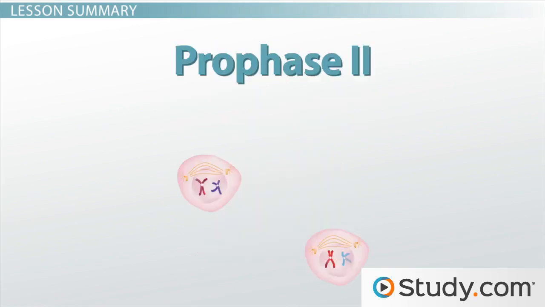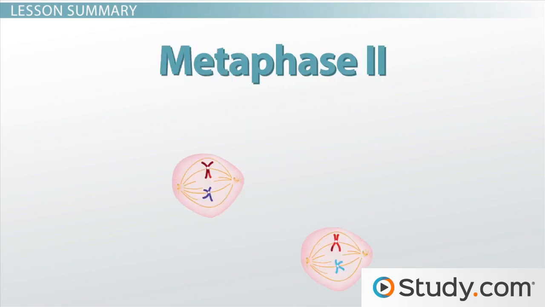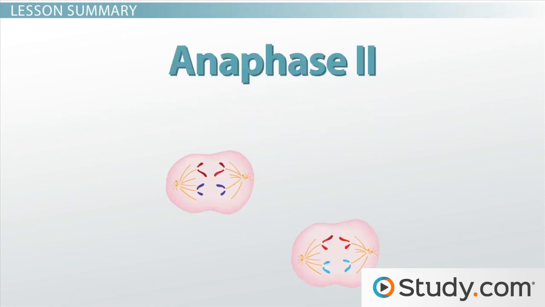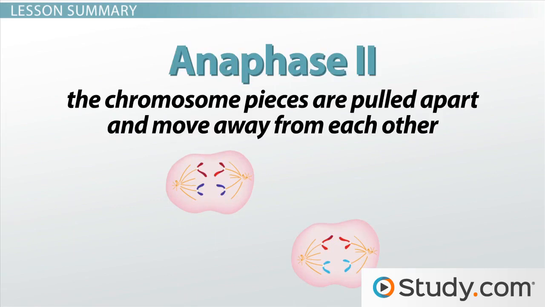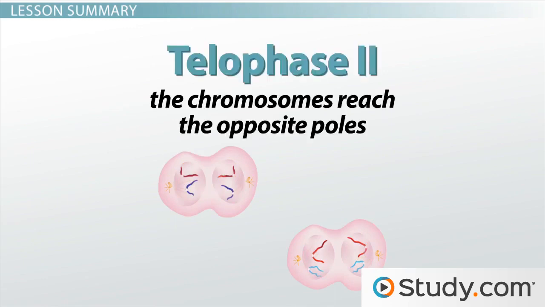Meiosis 2 involves prophase 2, at which time the chromosomes condense, followed by metaphase 2, which is when the chromosomes line up in the middle of the cell. Next comes anaphase 2, where we see the chromosomes split and the chromosome pieces are pulled apart and move away from each other. This leads to the final step, which is telophase 2, when the chromosomes reach the opposite poles.